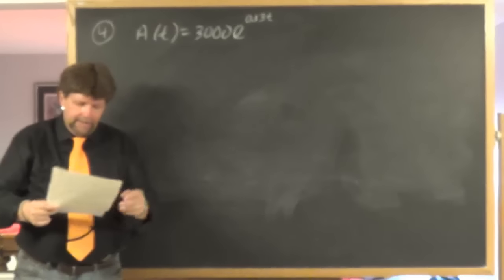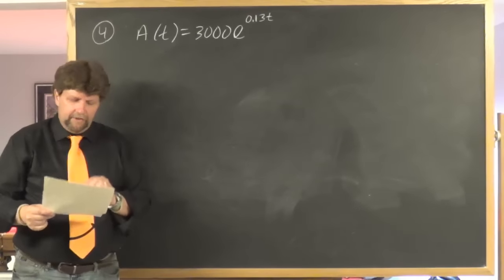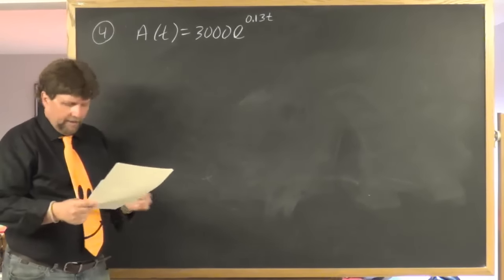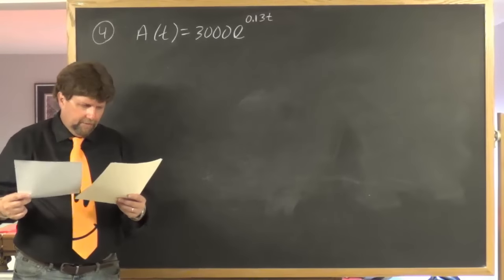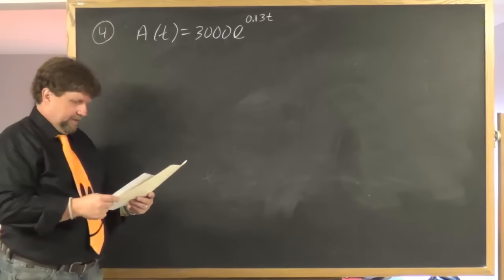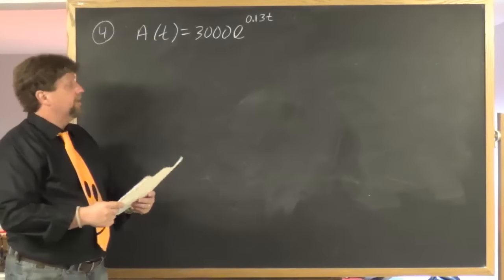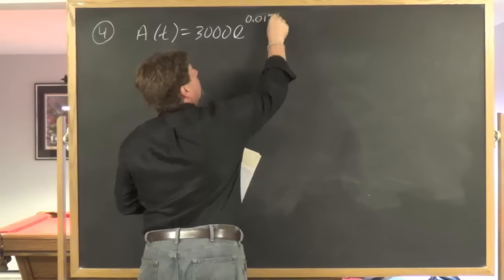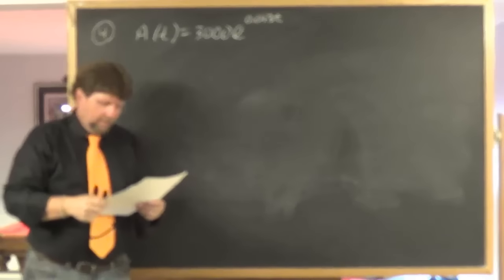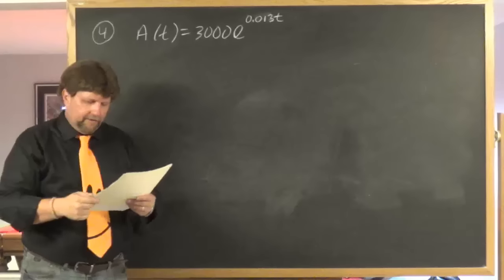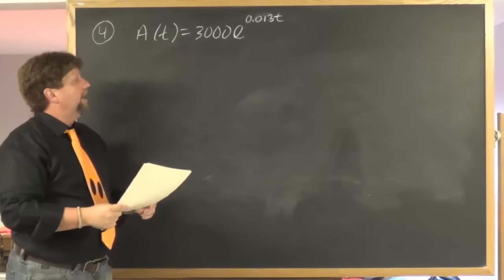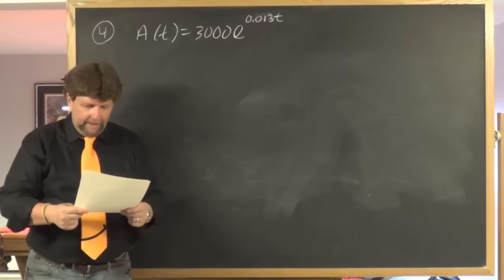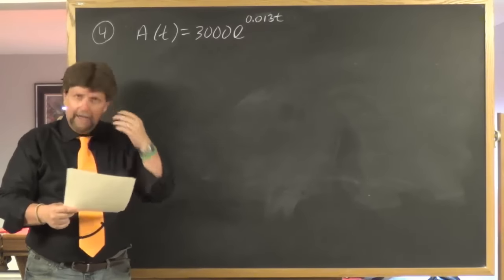Okay, here in number 4, I tell you that an investor has put $3,000 into a savings account that accumulates interest at a rate of 1.3% compounded continuously. I didn't copy this down correctly. So the amount in the account after t years is given by this function: A of t equals 3,000 e to the 0.013t. And see, I had 4 parts here.